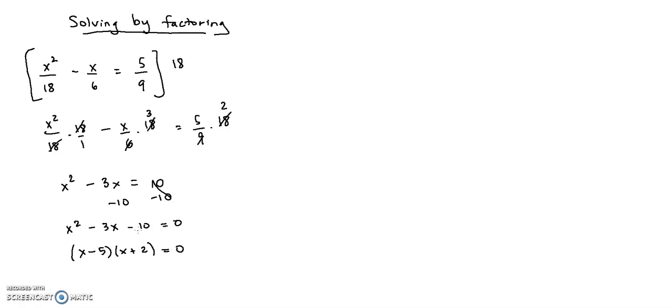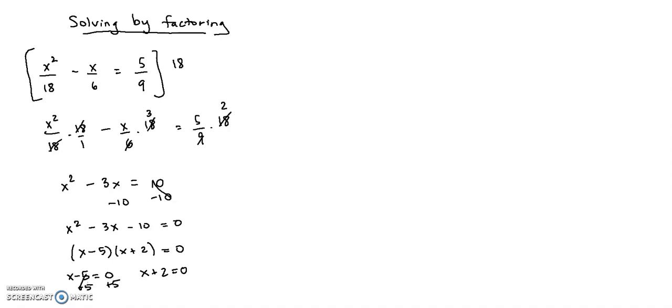Negative 5 times 2 would be negative 10. Negative 5 plus 2 would be negative 3. So we've got the right factors. We've got something times something equals 0, so we can break this up. x minus 5 equals 0. x plus 2 equals 0.